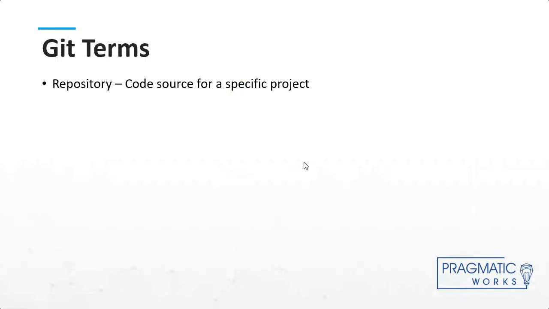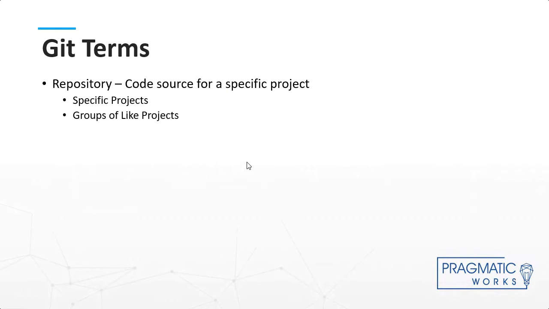So some general terms that we'll go into when we get into the demos. A repository. So what's a repository? It's a code source for a specific project. So one of the questions that comes up a lot is, when do I want to create a new repository? And this can vary between different software repository systems. But really with Git, you want to do it for a specific project.